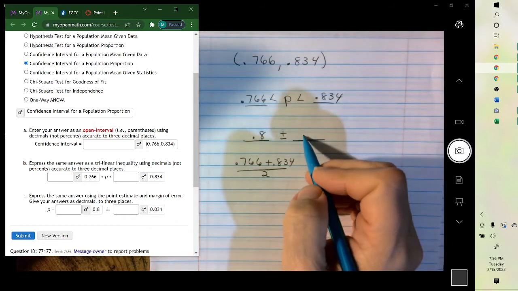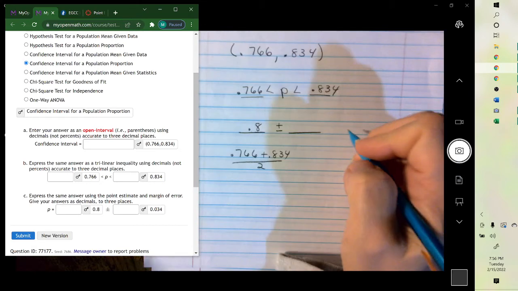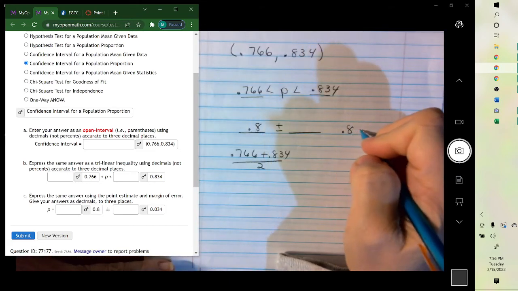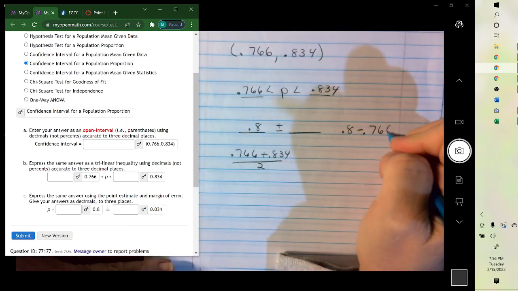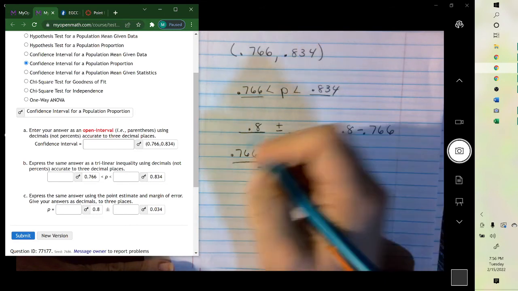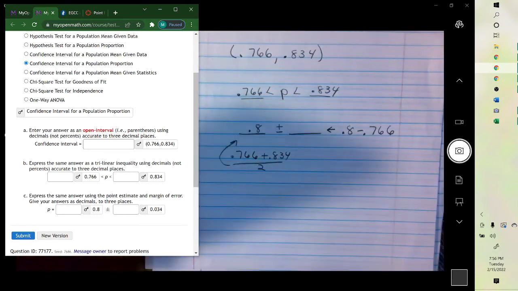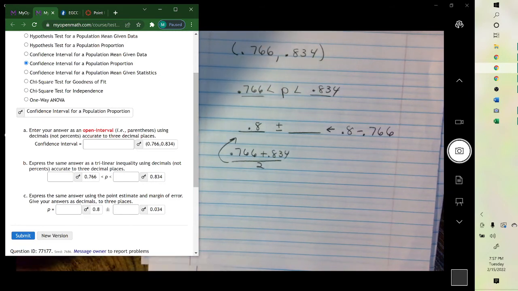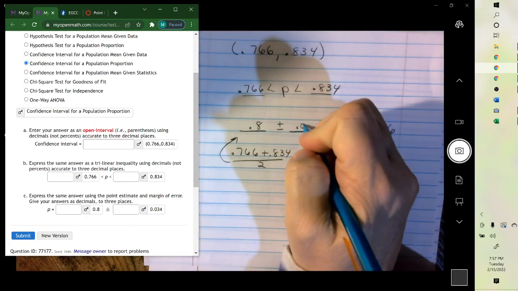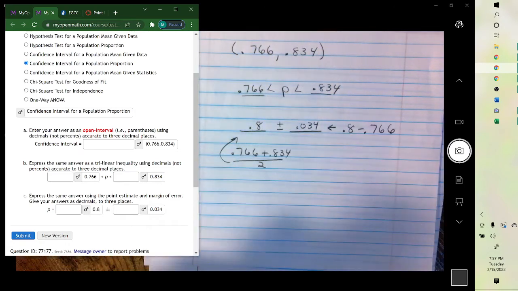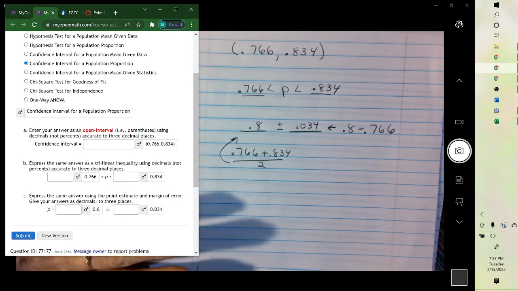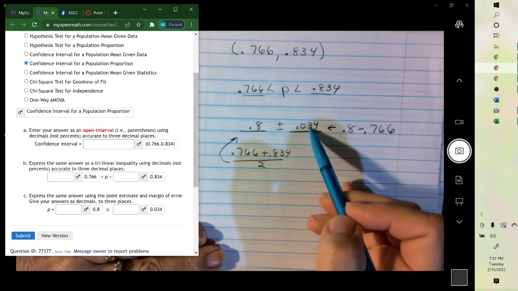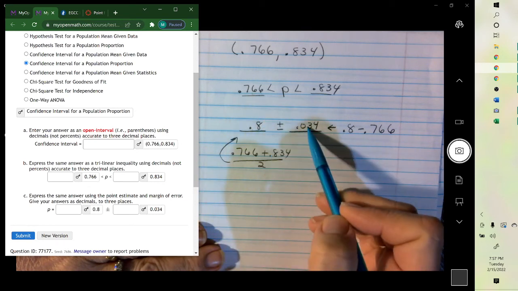And then to get this value, you take the 0.8 minus 0.766, and that will get you this value. Which is 0.034. And if you subtract these two, you get this number. When you add them, you get this number.